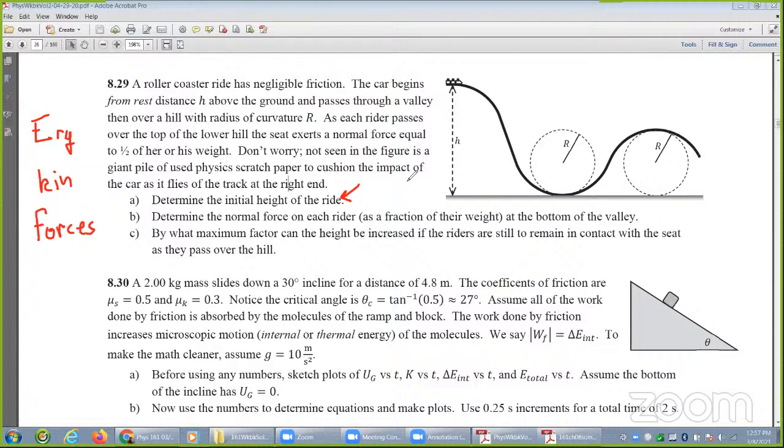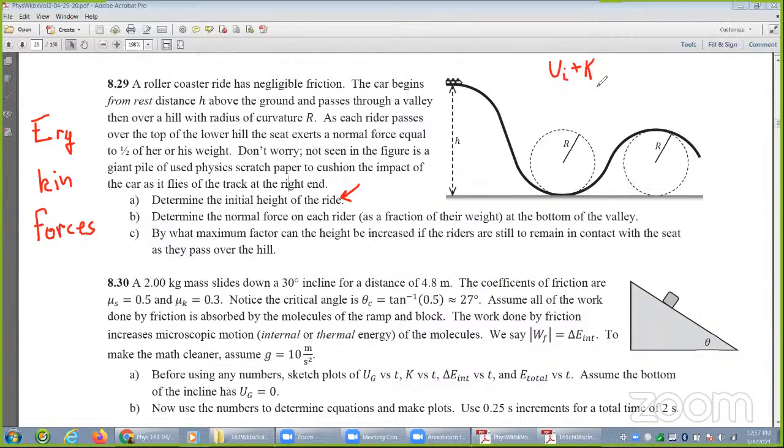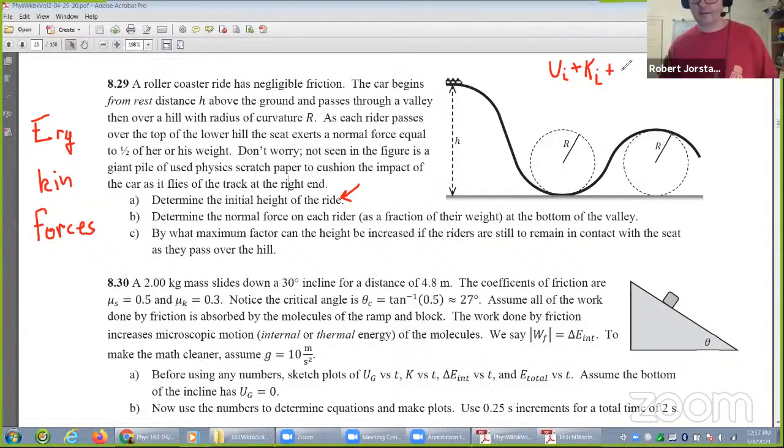Well, to determine the height, we would have to do energy. We'd need to do an energy problem, right? So U initial plus K initial plus work external non-conservative. I'm just going to be lazy and just call it W. Okay, so I know I'd have to do that.